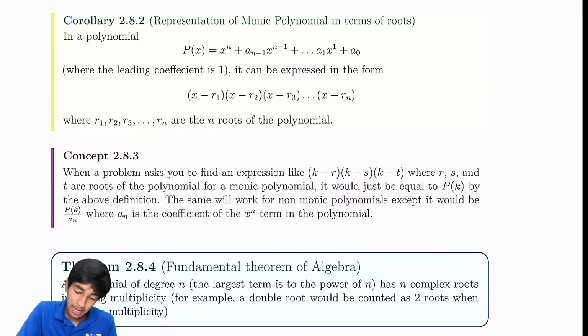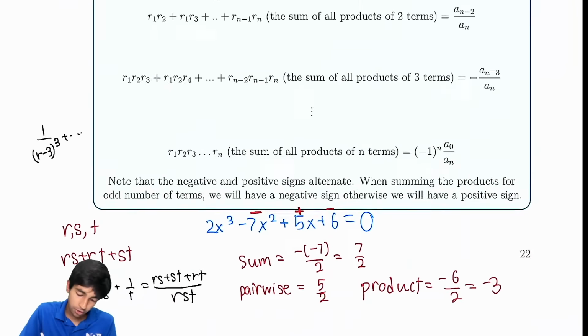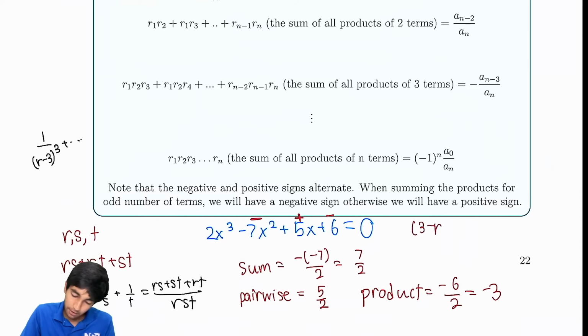This is a really cool trick. Let's say a problem is saying you have this cubic. Let's just go to the previous page. And you're trying to find (3 minus r) times (3 minus s) times (3 minus t), let's say.